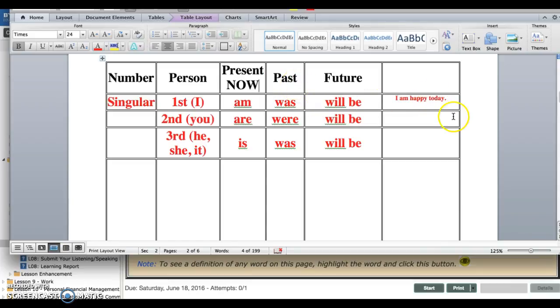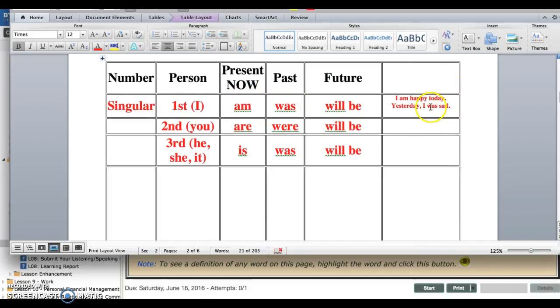Past, maybe yesterday will be my sentence. Yesterday, and I'm still talking about myself. Yesterday, the verb I'll use is was. Yesterday, I was sad. Okay, so I'm not going to use am because this is what it would look like: Yesterday, I am sad. It's not that. Okay, it's was.